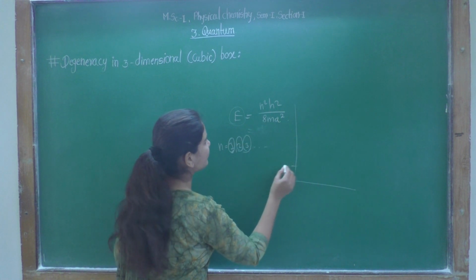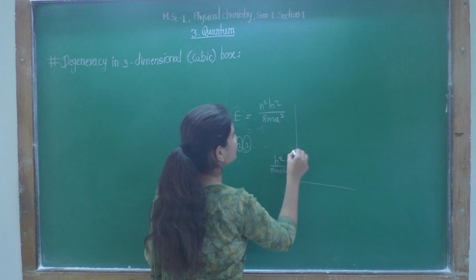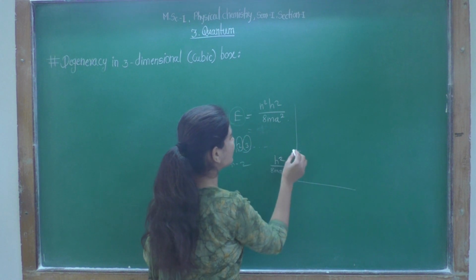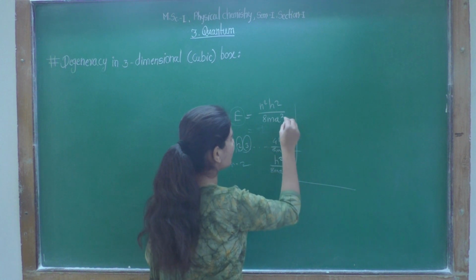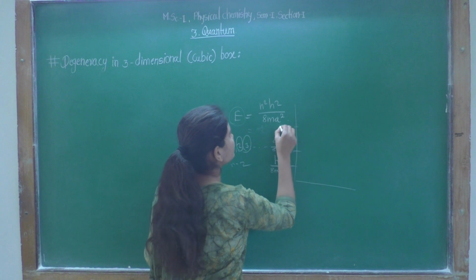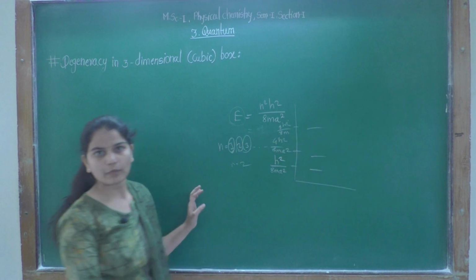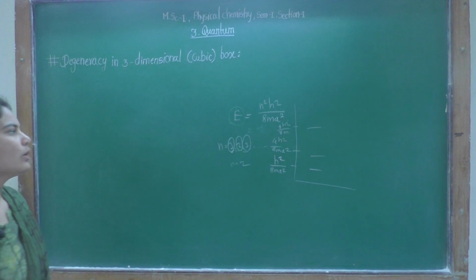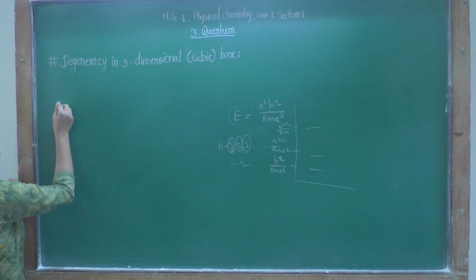At the first level the value was h square upon 8ma square. For the second, n equals 2, the value was 4h square upon 8ma square. For n equals 3, 9h square upon 8ma square, right. So only a single value was there. But now, what happens in 3D box? Do you remember the formula?